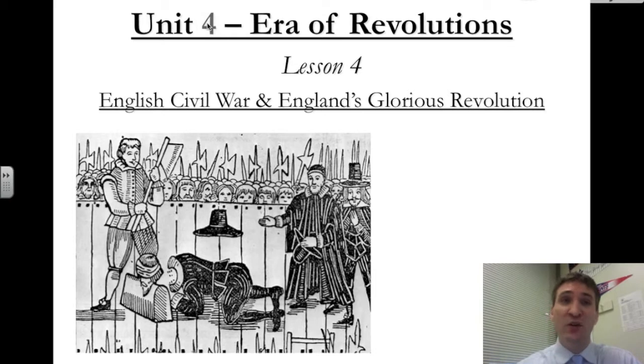Today we're going to continue our study of Unit 4, the Era of Revolutions. Today we're going to be talking about Lesson 4, and in Lesson 4 we travel to England to talk about the English Civil War and England's Glorious Revolution. And as a result of that civil war, you see King Charles I's head being chopped off. It's the first time a king in Europe has his head chopped off by his own people. More about that in a minute.